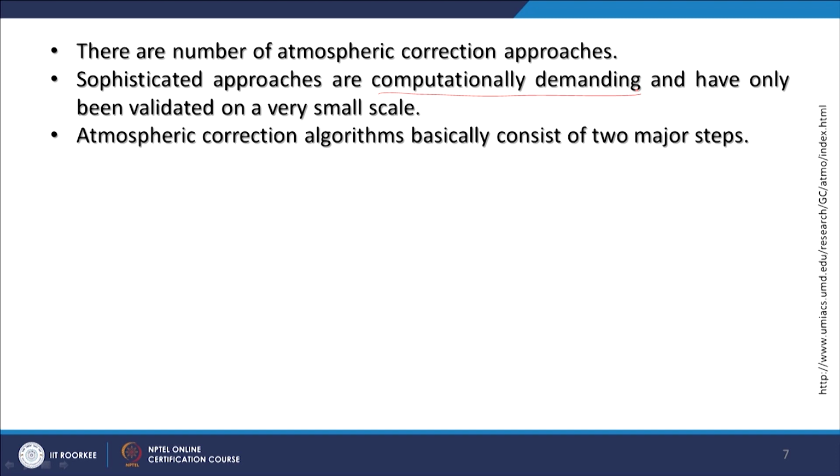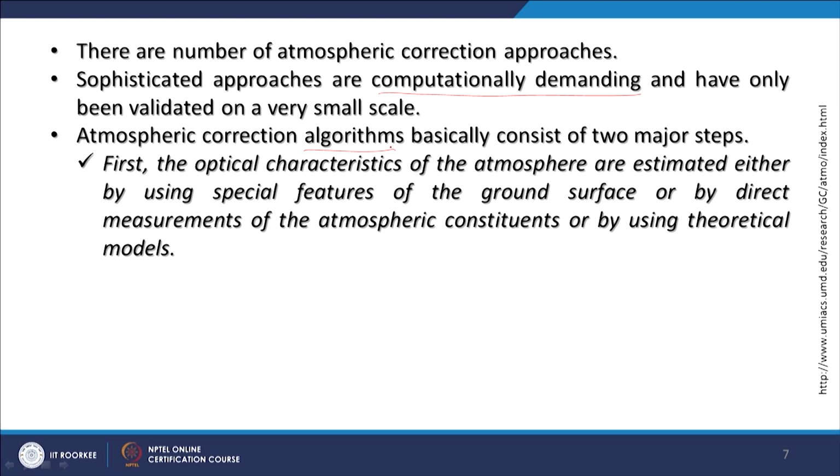So, that is why I have been using the word challenging for 100% removal of atmospheric distortions. Though there are a lot of algorithms and models to remove these atmospheric distortions, two major steps are done through these algorithms. The first one is that the optical characteristics of the atmosphere are estimated, and how are these estimated? Using special features of the ground surface, or by direct measurements of atmospheric constituents, or by using theoretical models.